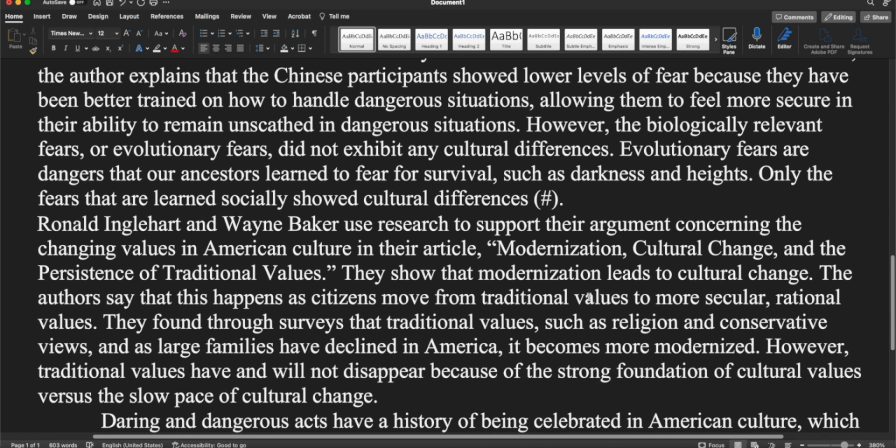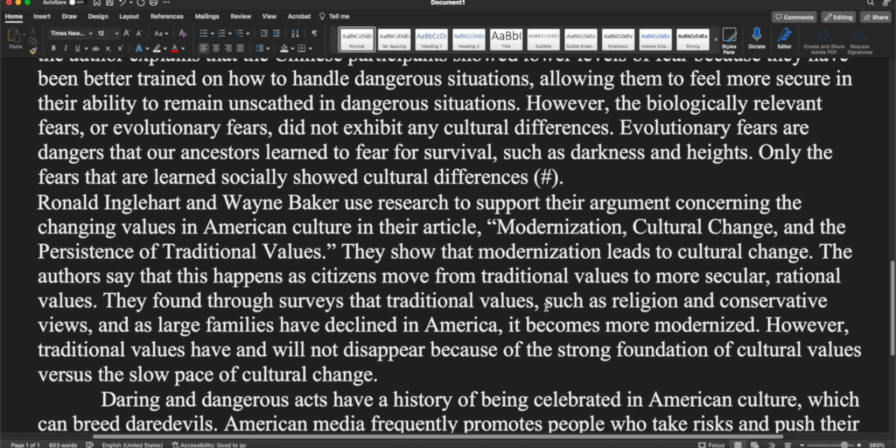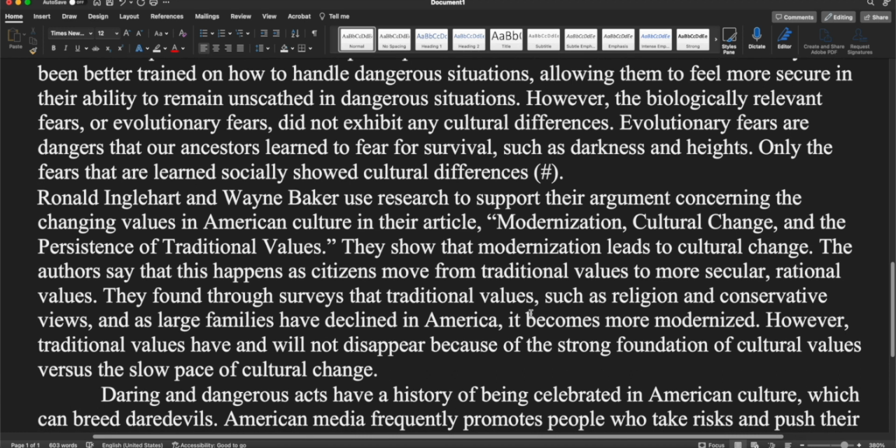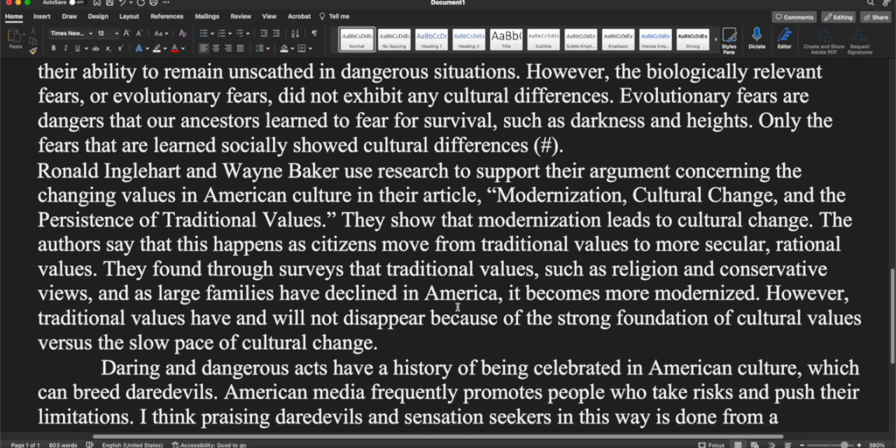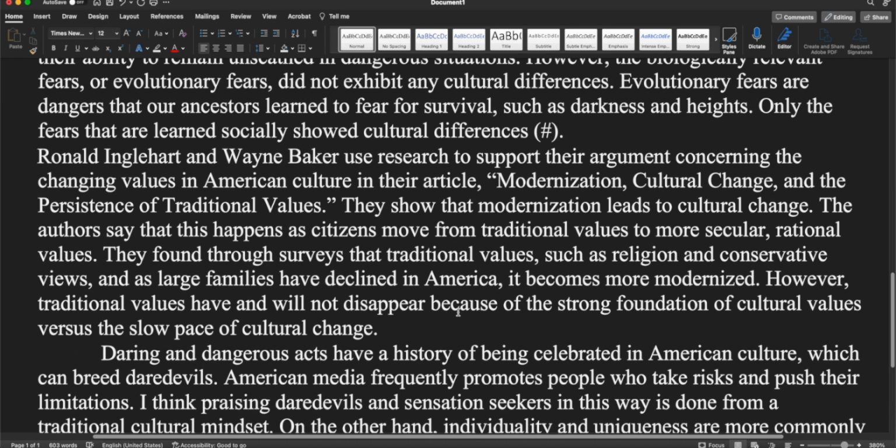Ronald Inglehart and Wayne Baker, what a name, Ronald Inglehart, use research to support their argument concerning the changing values in American culture in their article Modernization, Cultural Change, and the Persistence of Traditional Values. They show that modernization leads to cultural change. The authors say that this happens as citizens move from traditional values to more secular, rational values. They found through surveys that traditional values, such as religion and conservative views, and large families have declined in America as it becomes more modernized.